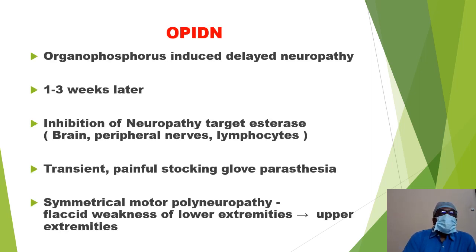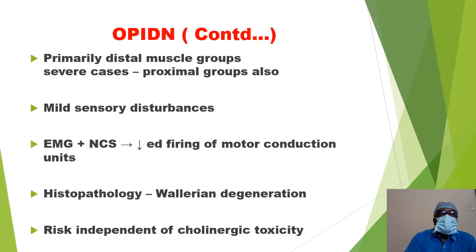Coming to OPIDN, which is nothing but organophosphorus induced delayed neuropathy, which can occur 1 to 3 weeks later, and it is mainly because of inhibition of neuropathy target esterase. So clinical manifestations include transient, painful, stocking-glove paresthesias. And patients can have symmetrical motor polyneuropathy along with flaccid weakness of lower extremities, and finally even upper extremities can be involved. Primarily distal muscle groups are involved, but in severe cases even proximal muscle groups are also involved.